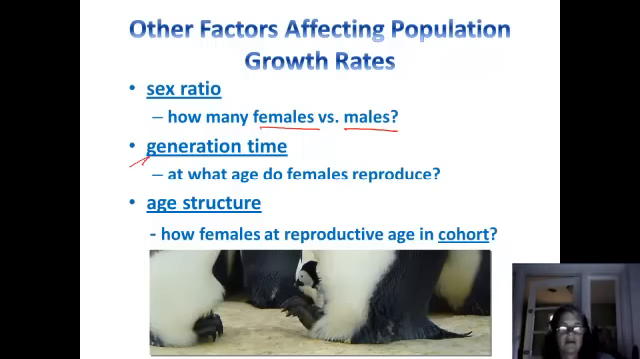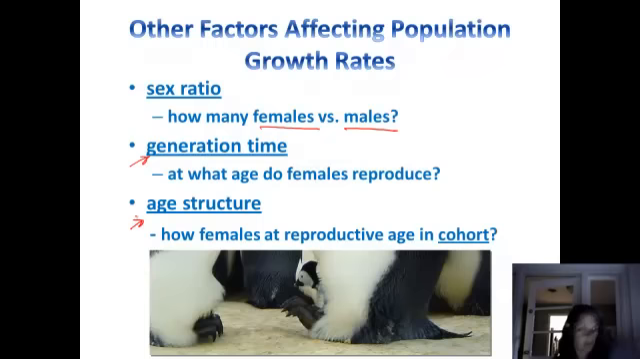Another factor: how long does it take for those females to reproduce? How many times can they have a brood in a season? Can they just raise one baby, or can they raise multiple litters, and so on? Age structure refers to what age females can begin having babies, and how long of their lifetime they can continue to have babies.